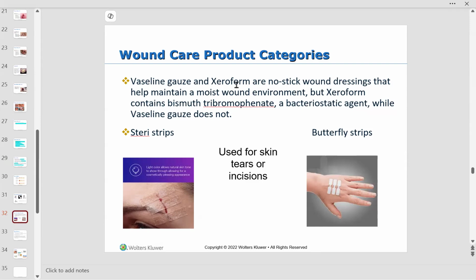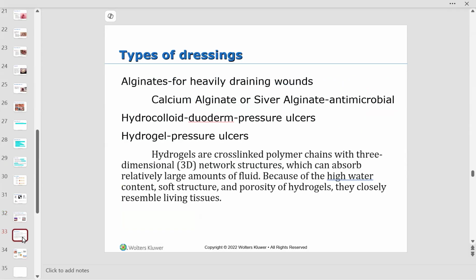They are gauze that are embedded with basically Vaseline or Vaseline and a bacteriostatic agent called bismuth tribromophenate, which protects it, antimicrobial. We want to keep the wound moist. That's when we use Vaseline gauze or Xeroform, and they don't stick to the wound bed. Then there are steri strips and butterfly strips. These are used for skin tears or incisions where you can approximate the edges of the wound and they work almost like a suture, but they stick on and you allow these to fall off on their own. Okay. They don't get removed.